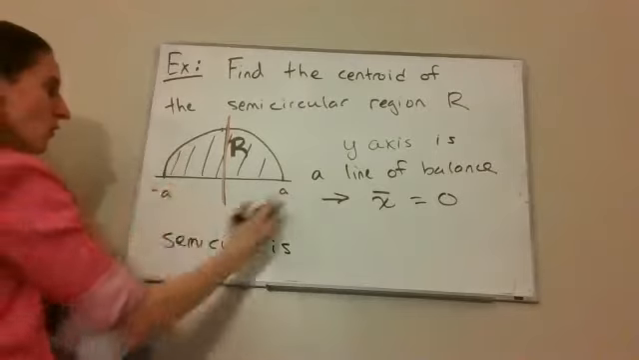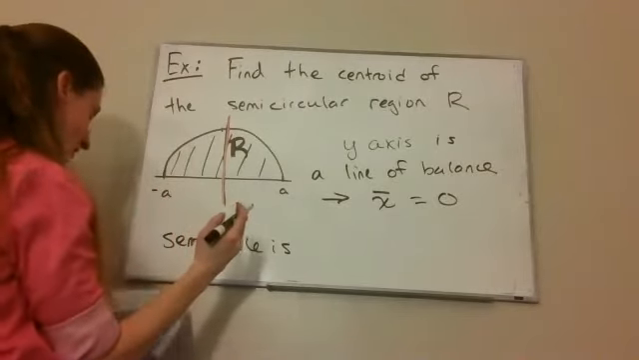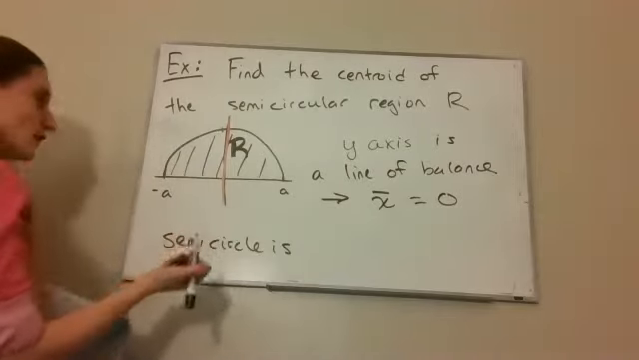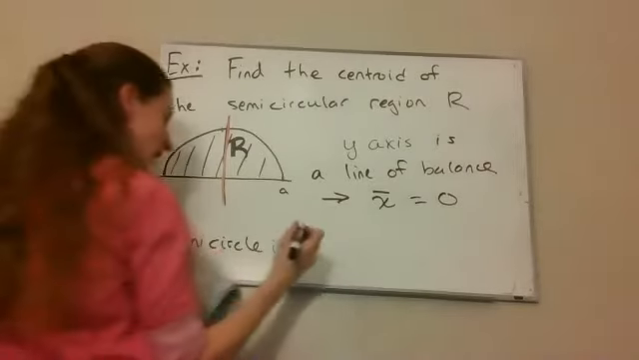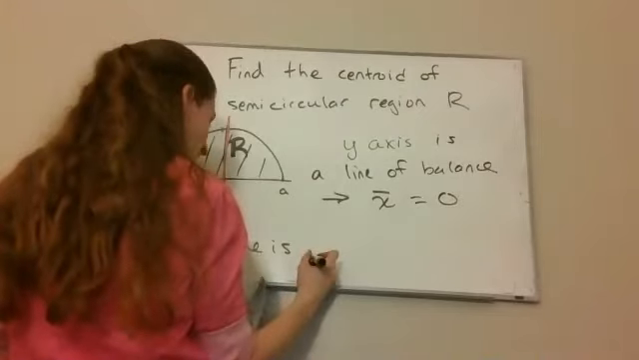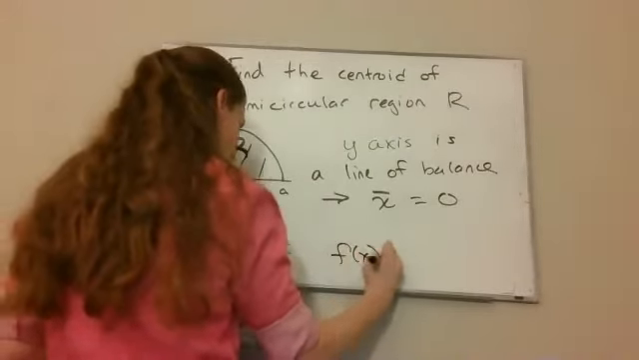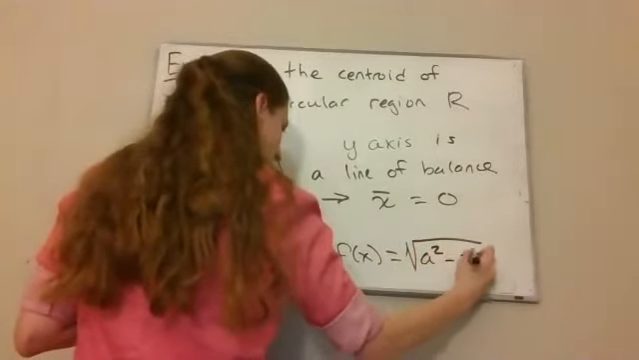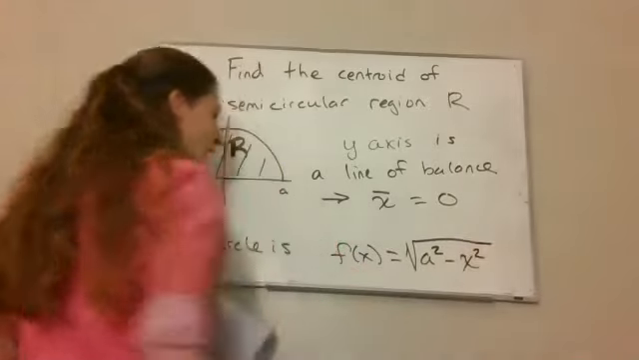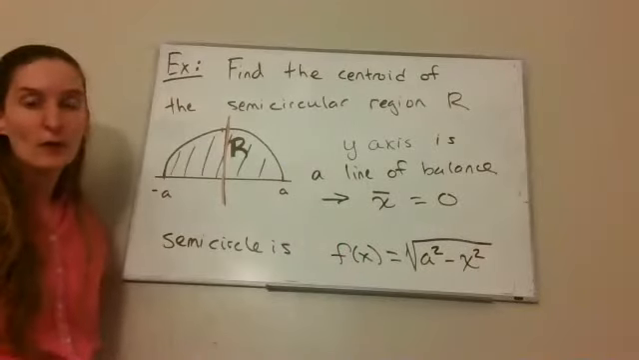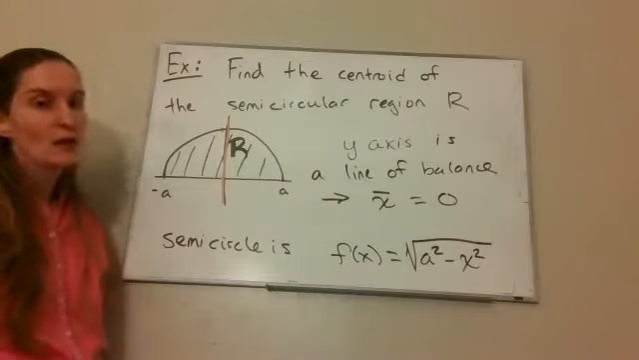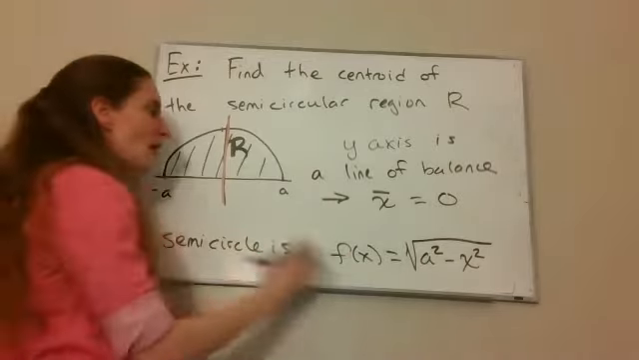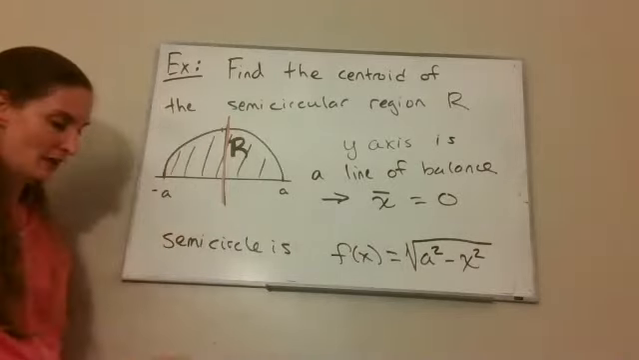Well, I know that the whole circle would be equal to x squared plus y squared equals a squared, because my radius is a. And if I just take the upper half of that, I get my f of x is equal to the square root of a squared minus x squared. This is found by taking x squared plus y squared equals a squared, solving it for y, which is our f of x, and only taking the positive root because I'm above the x-axis.